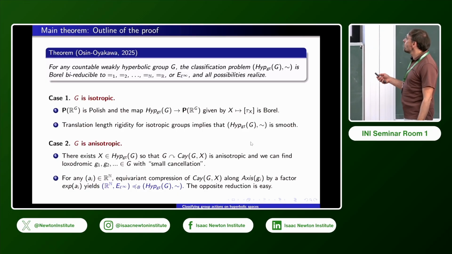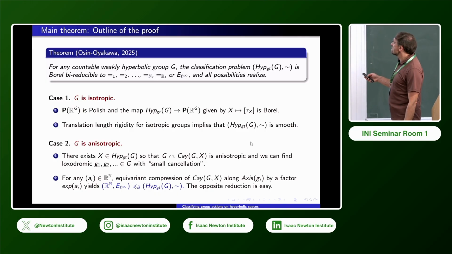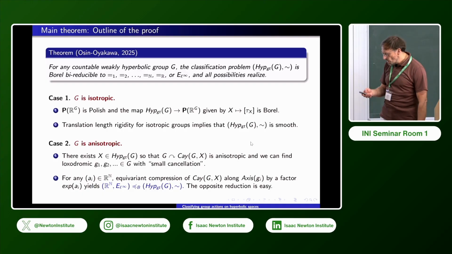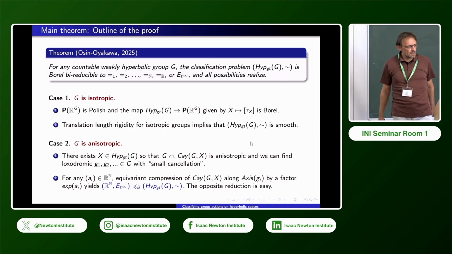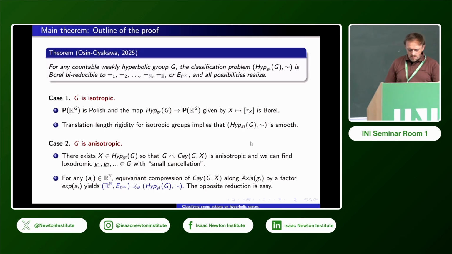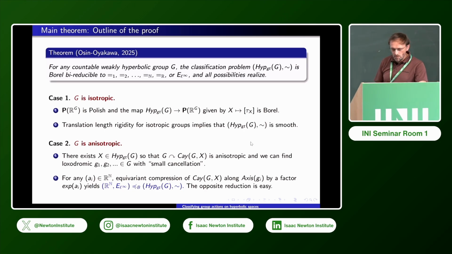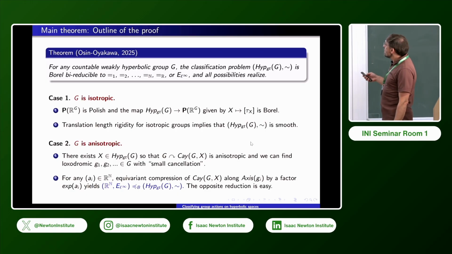And so for anisotropic groups, we get the complexity level of our classification problem is exactly EL infinity. Okay, so we get just one inequality, but that inequality is elementary. So it's actually EL infinity up to Borel bireducibility. Now this is the outline of the proof.